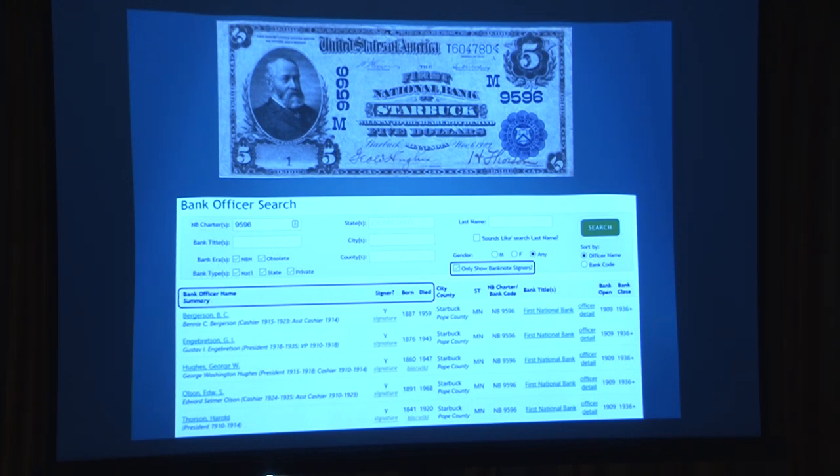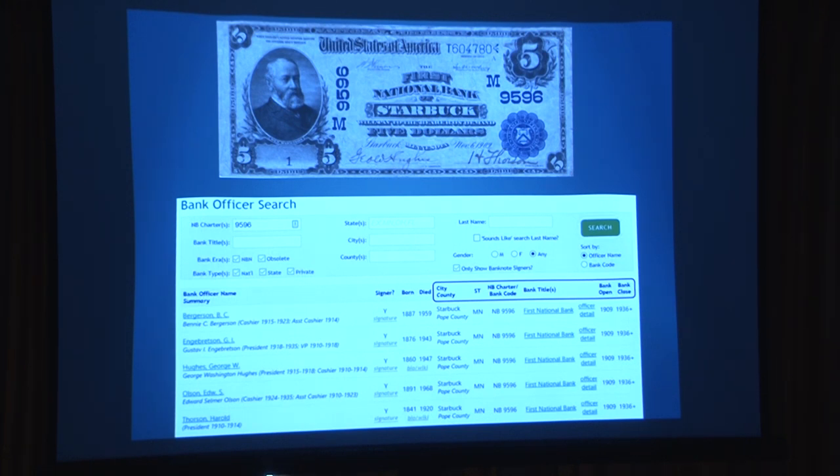Now, as far as the bank information, the columns off to the right there, this is the bank information. You can see we've got the city, county, and state. And then we've got the bank code column there, and if it's a national bank, it'll be the charter number. If it's an obsolete bank, it'll be the Haxby code. Then we've got the bank titles column. That'll list the titles for the bank, and if there's multiple titles for a bank, it'll list all those bank titles there, and it'll separate them with a slash.